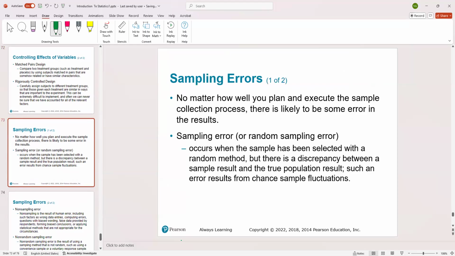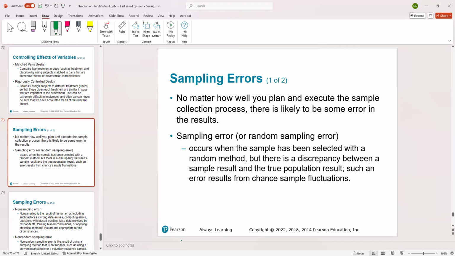Next is sampling errors. No matter how well you plan and execute the sample collection process, there is likely to be some error in the result. So you really need to verify and make sure, knowing there would be a margin of error at some point. Because in statistics, you could use a good sampling method and do everything correctly, yet it is possible to get wrong results, right?